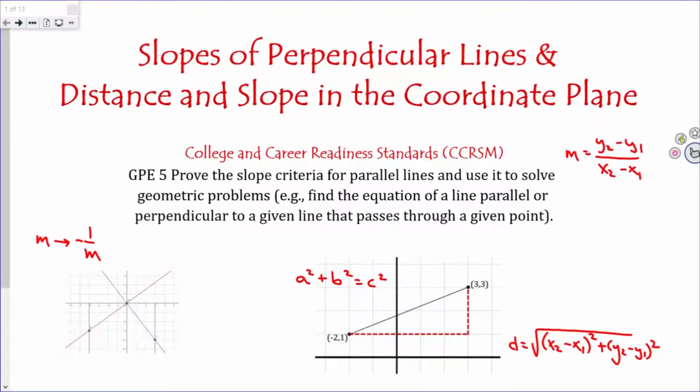This is the first video in Module 4. And in Module 4, we mostly look at properties of quadrilaterals. Now, to begin that study, I want to build some tools that we can use throughout all of Module 4. And so in this video, we're talking about how slopes of perpendicular lines are related. And we're also talking about how to find distance and slope in the coordinate plane.